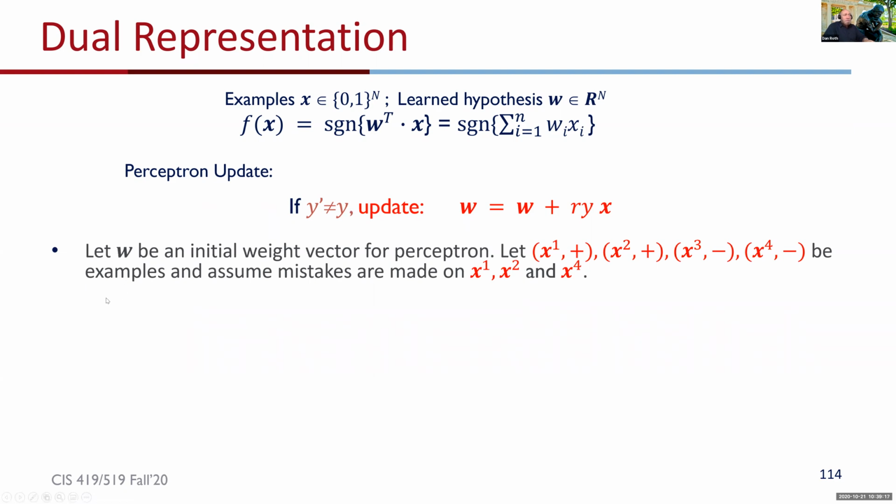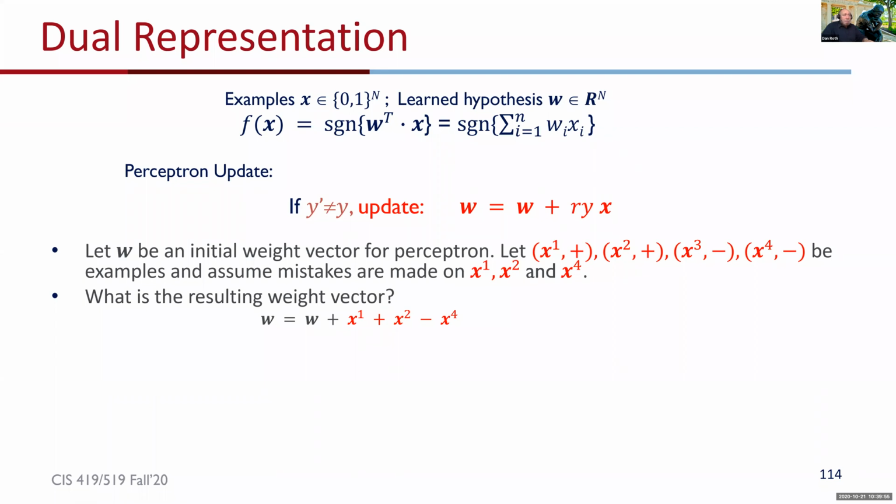we played with this example, and I'm hoping that by now we all agree that if we start with some W as a weight vector, and we see this sequence of examples, x1, x2, x3, x4, where these are vectors, these are the examples, positive, positive, negative, negative examples. And these are the mistakes that I've made. I've made mistakes only on x1, x2, and x4. Then the resulting weight vector is going to be this.